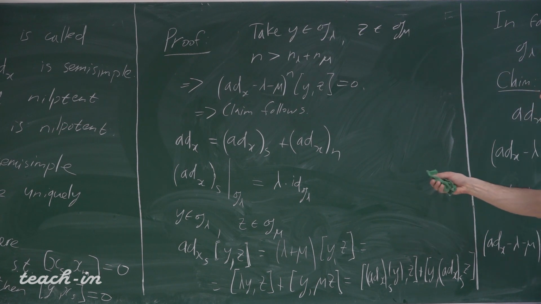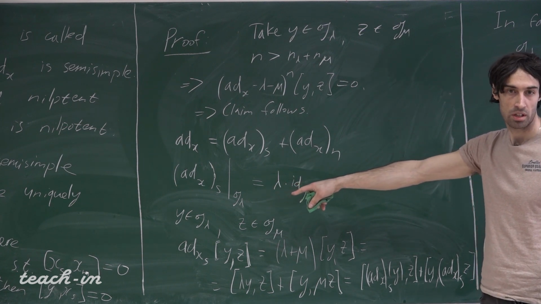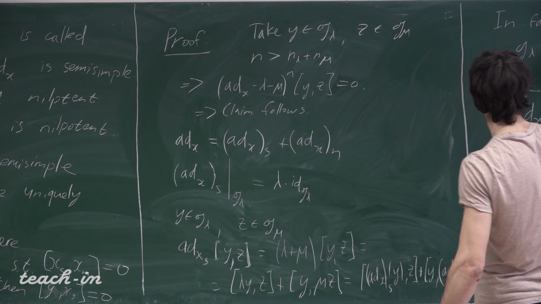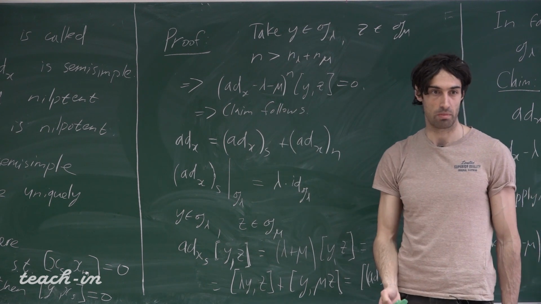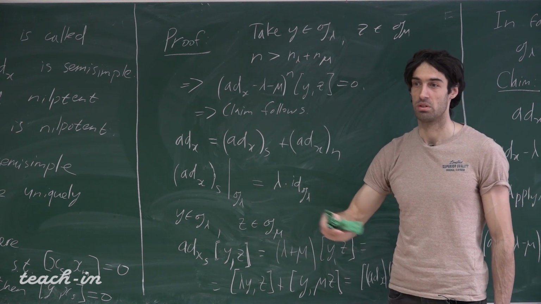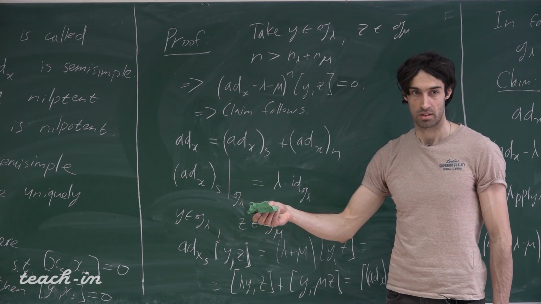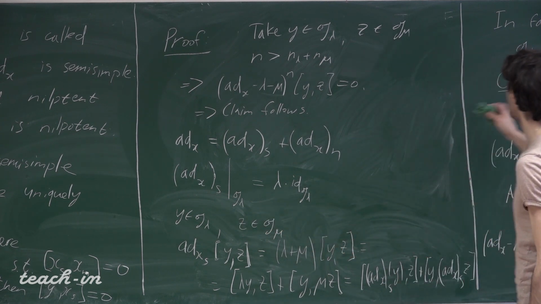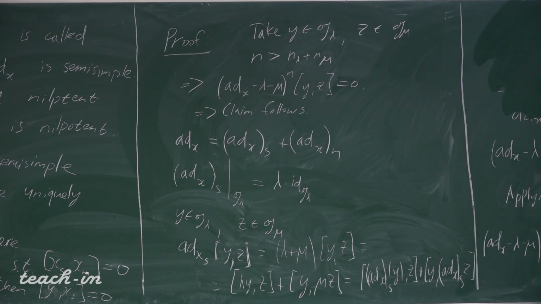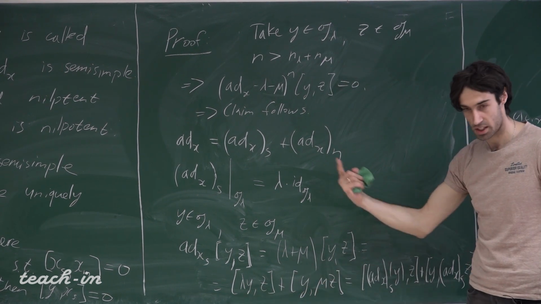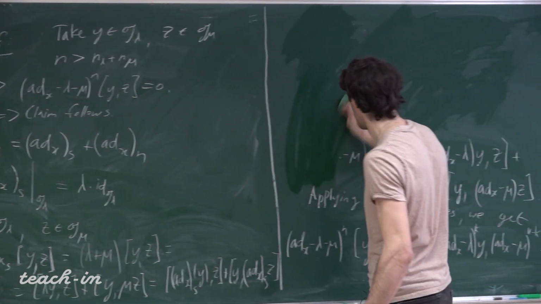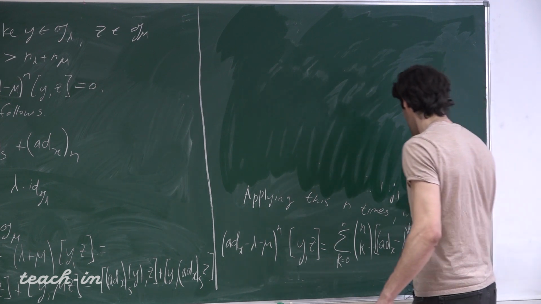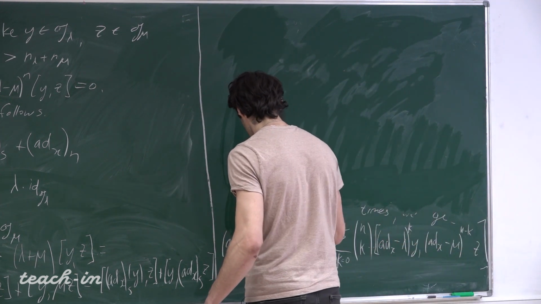Since we have the sum over all eigenvalues, actually our G is a direct sum of G_lambdas, right? Because if I have a matrix, I have a decomposition of my vector space into generalized eigenspaces. So this is another fact from linear algebra. So we checked on some elements of the subspaces, but since these subspaces span all of G, we checked that actually ad x_s is a derivation.